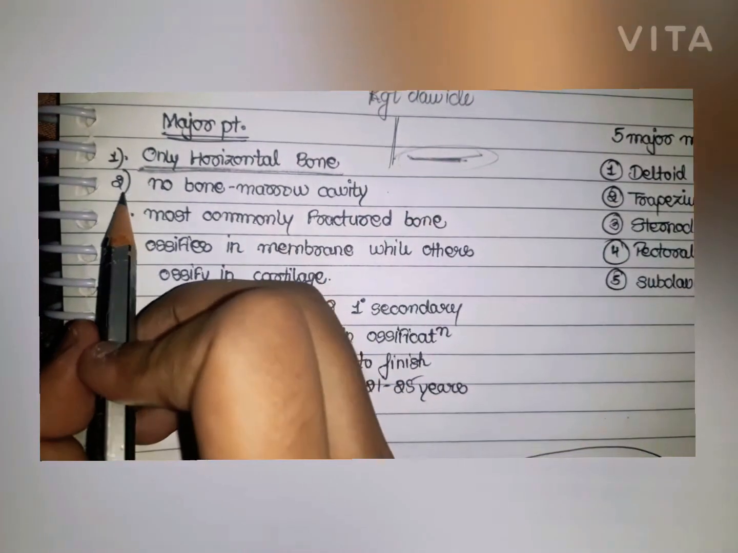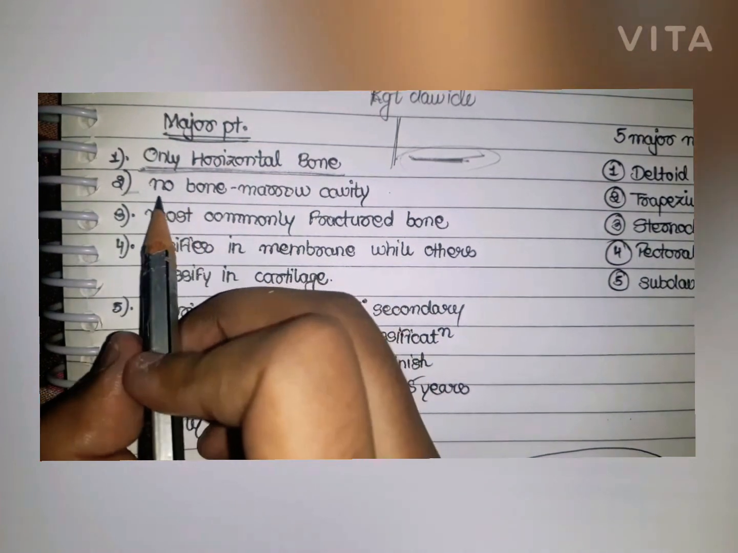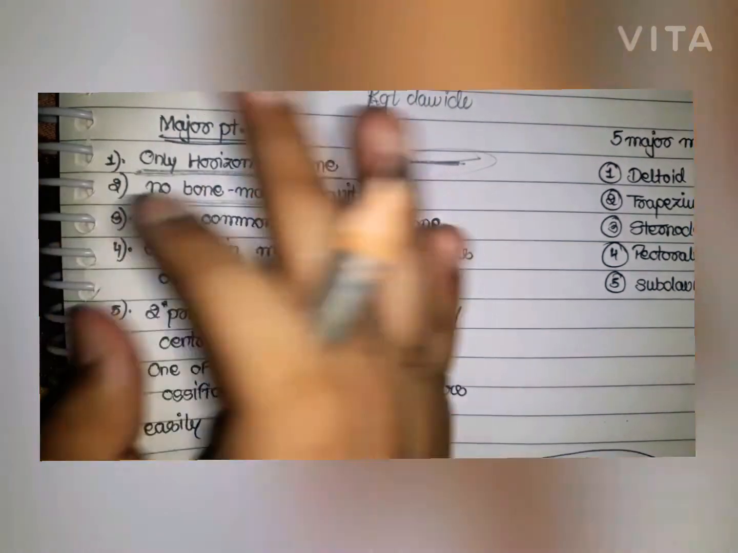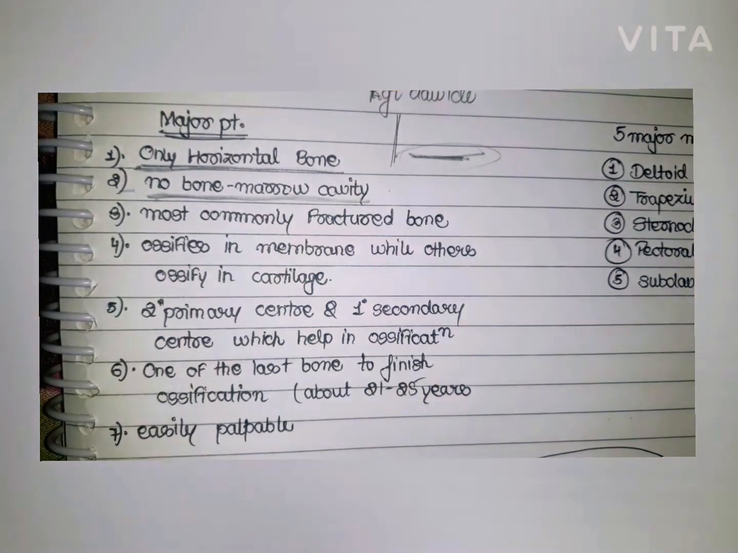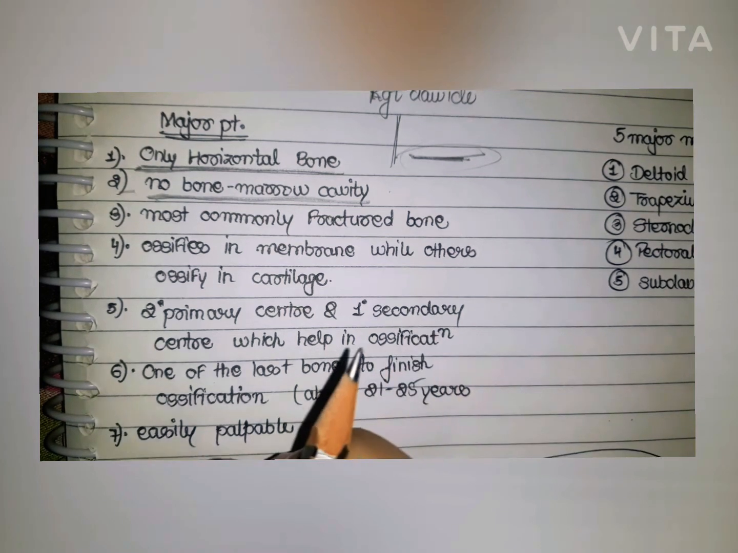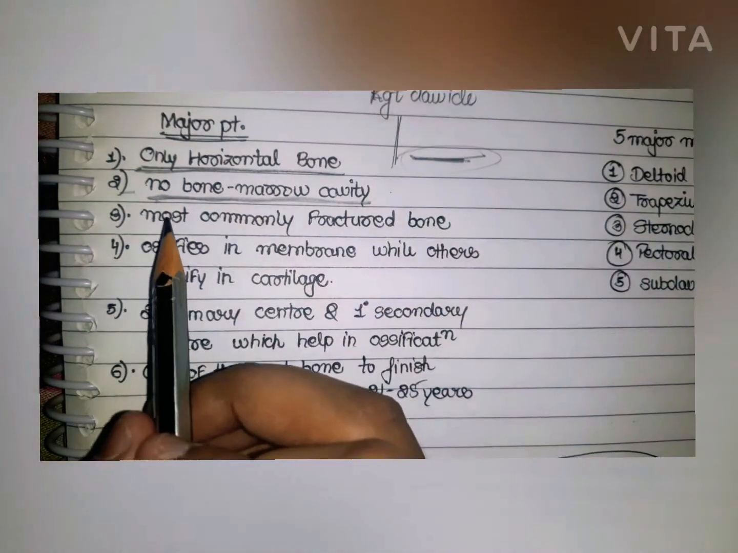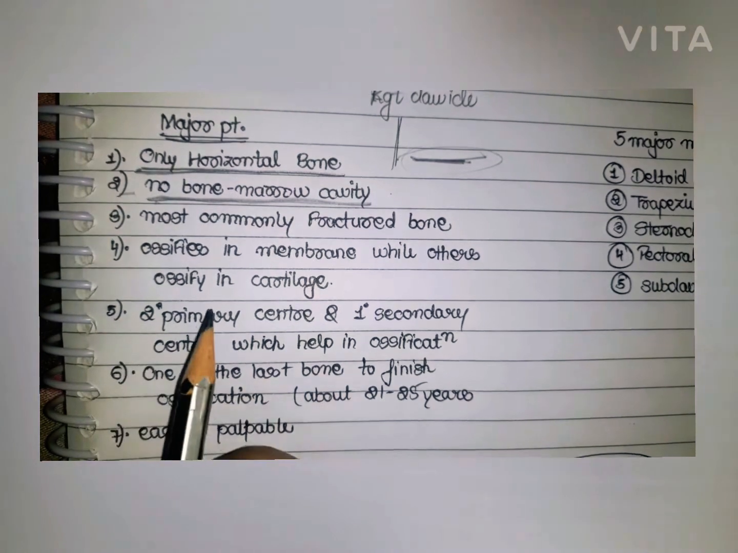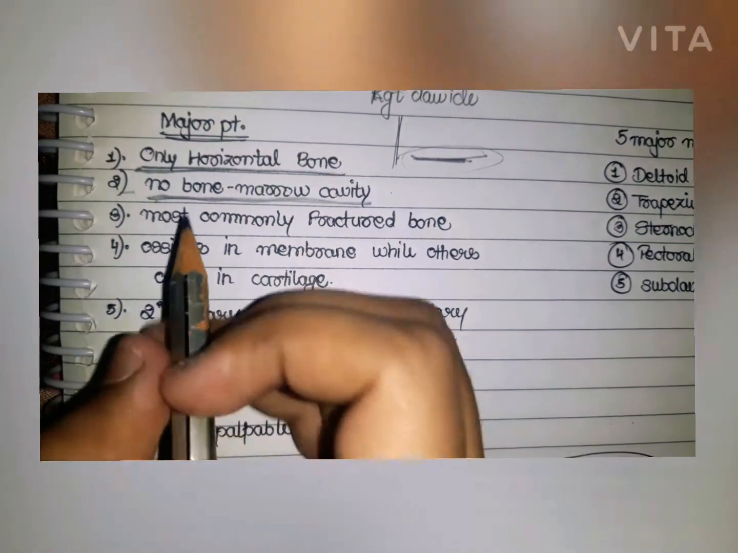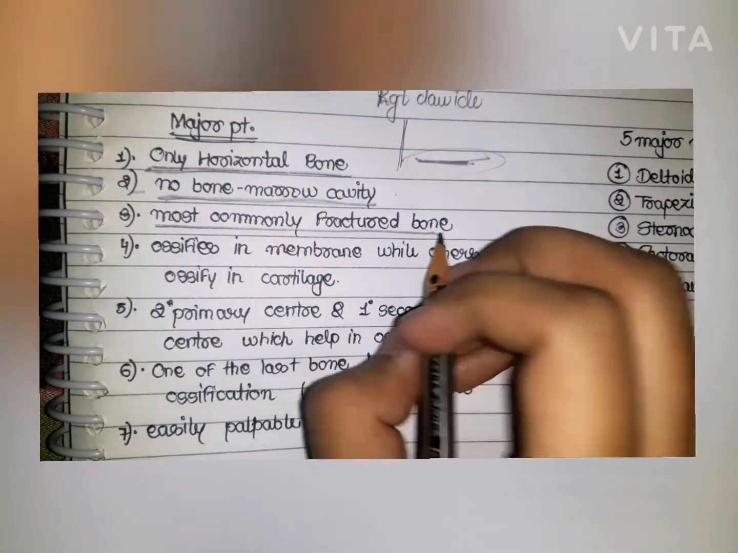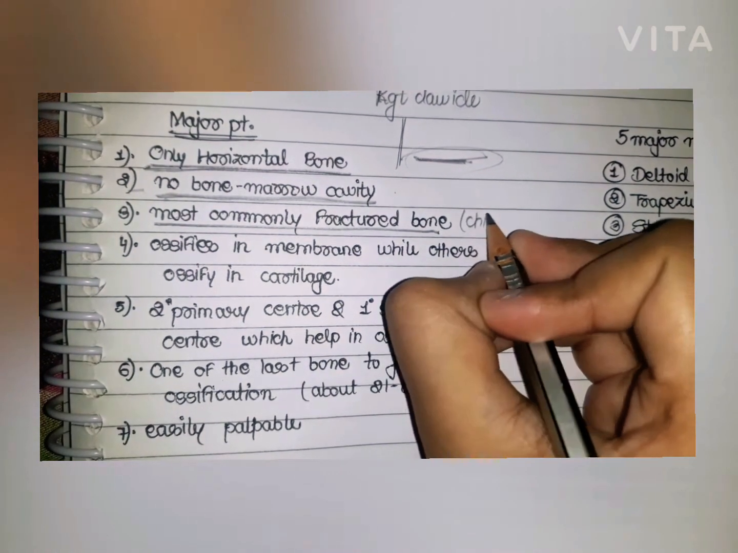Okay, second most important point, it has no bone marrow cavity. That means it has no bone marrow. As usual in long bones, as clavicle is a long bone, and in all long bones we have the bone marrow cavity, but this is the exception that in clavicle we have no bone marrow cavity. Third point, which I have already told you, is that it's the most commonly fractured bone, not in all age groups, only in children.